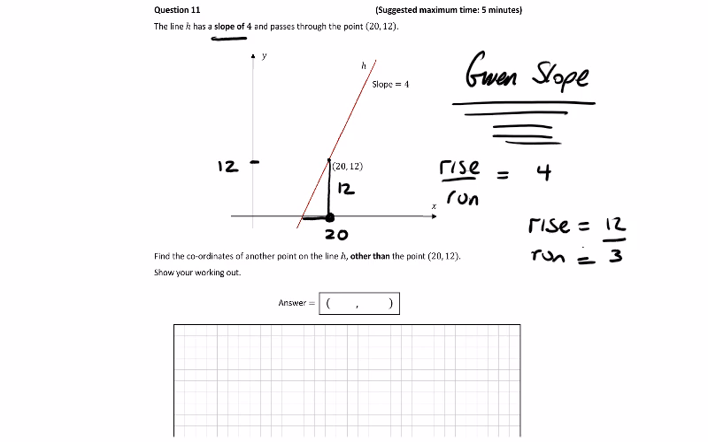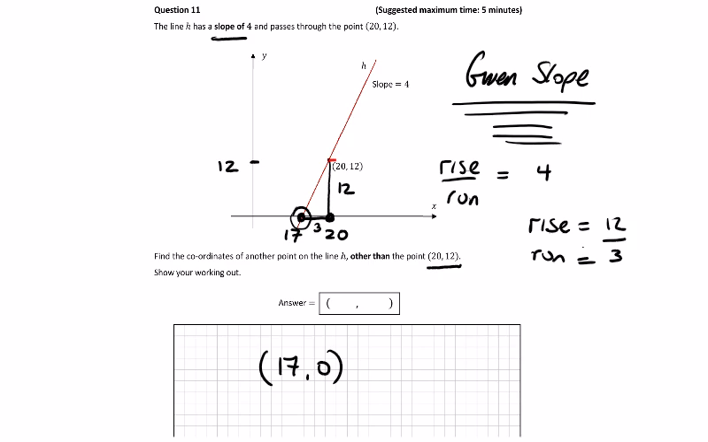We're asked to find the coordinates of another point on H other than the point 20, 12. Well, if this run is 3, this point here must be 17 on the x-axis. So out 17, up 0 would work for the other point on this line.